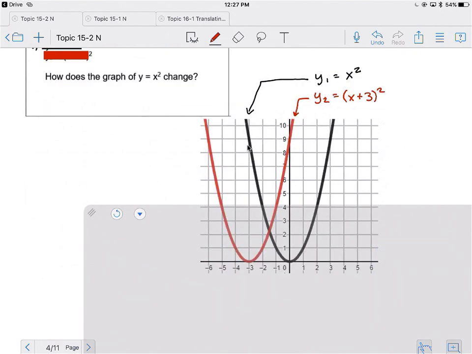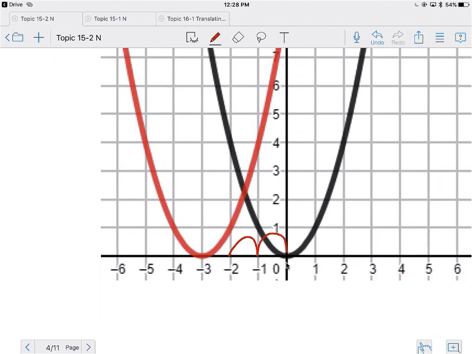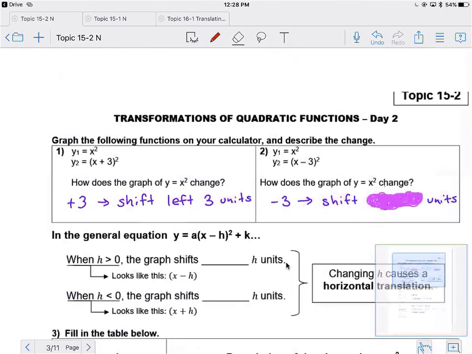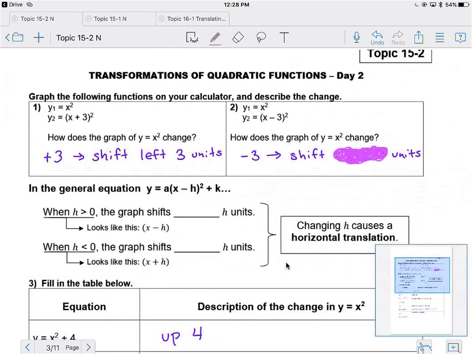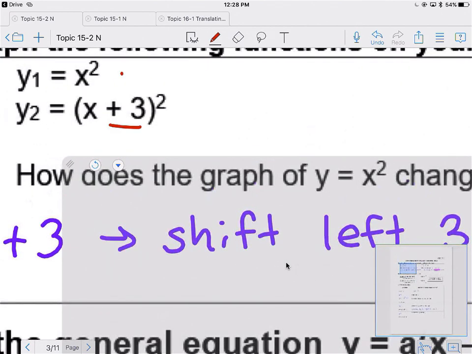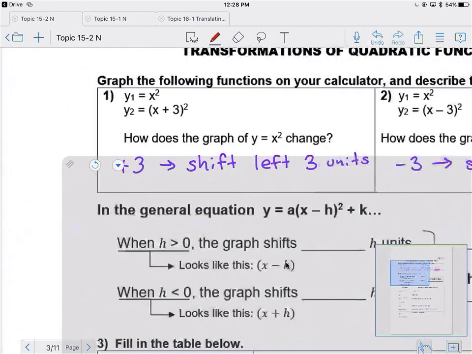So the black one is my original x squared, and then the red is (x plus 3) squared. So compare your vertices, because that's what we're really looking at. From the black to the red, it moved to the left 3 units. So on your paper, you need to fill in a plus 3 on the inside shifts to the left 3 units. Now this is different than what we normally expect. Normally, if we have a positive 3, we go to the right. So you got to start getting that straight in your head, that it's the opposite of what we tend to think.